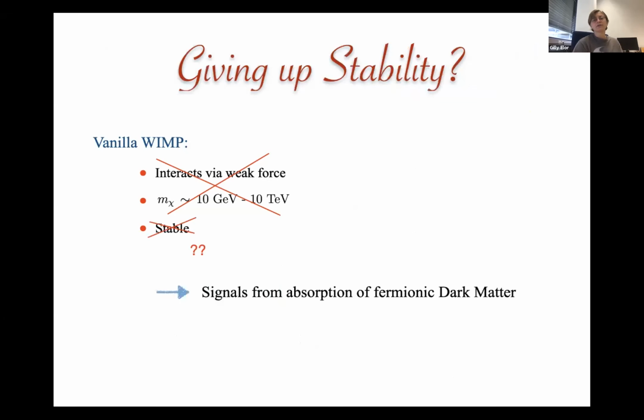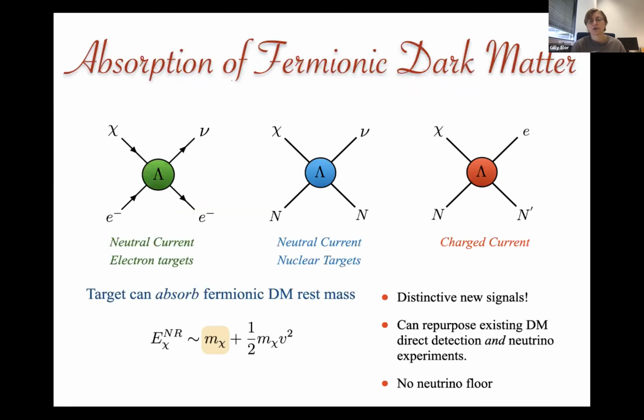But what I want to tell you about today is what if you also give up stability? If you give up stability, you can have a new class of signals that we pointed out, where the dark matter is actually getting absorbed by the target. What do I mean by that? You can have different classes of operators: scattering off electrons, or scattering off nucleons. In each case, because the dark matter is being absorbed, it's an inelastic process, and the dark matter comes in and emits a standard model particle in its place.